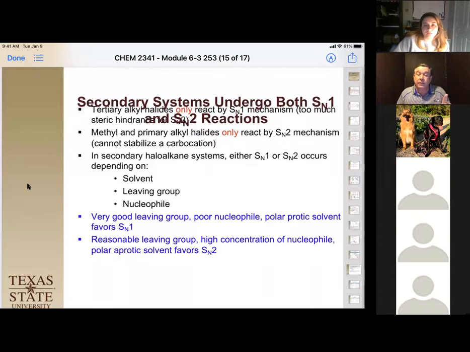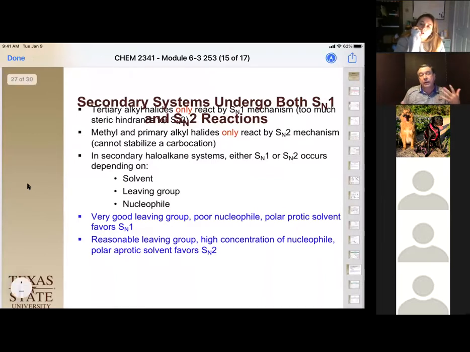It's a good leaving group because it wants to leave. It's a polar protic solvent because it's going to hydrogen bond to that leaving group even before it comes off. And we think of poor nucleophiles as uncharged things, because you have to form that carbocation first. Now, you can encourage it to go SN2 by having a decent leaving group, like chlorine, a high concentration of your nucleophile, in a polar aprotic solvent. Because you're in an aprotic solvent, you're eliminating some of the SN1 product and allowing it to be an SN2 mechanism, because you can't stabilize that carbocation, you can't stabilize that leaving group as it comes off.